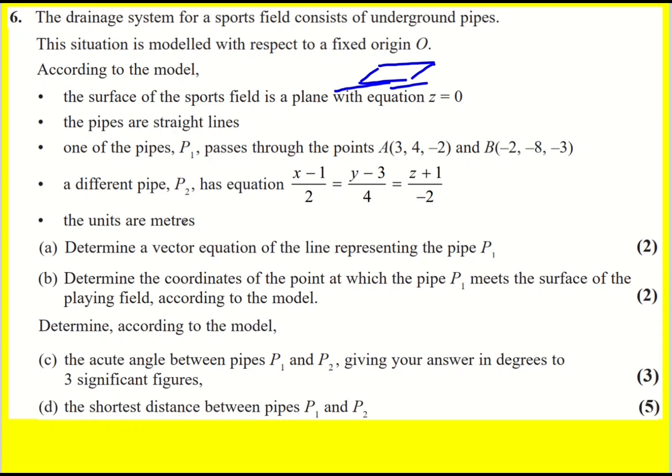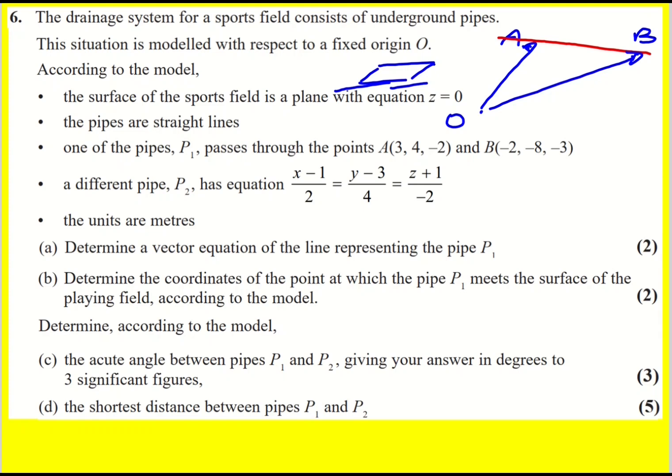A different pipe has a different equation, and then we're asked to determine a vector equation of P1, or the line representing P1. So we've got the origin. I'm just going to go back to the beginning where this comes from rather than straight away write the answer down, but it is pretty quick once you've got the hang of it. You can write down a position vector to A, which is on the pipe. And then let's draw the pipe in, and there's another point B along the pipe.